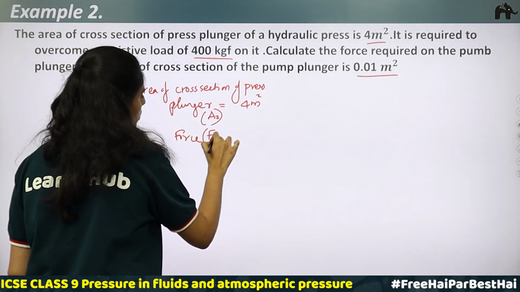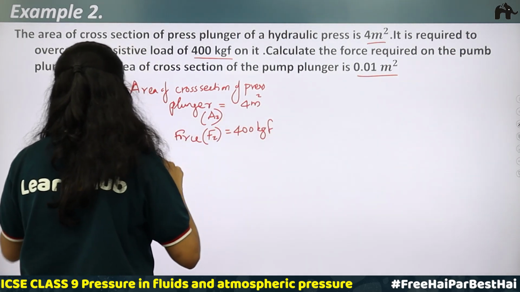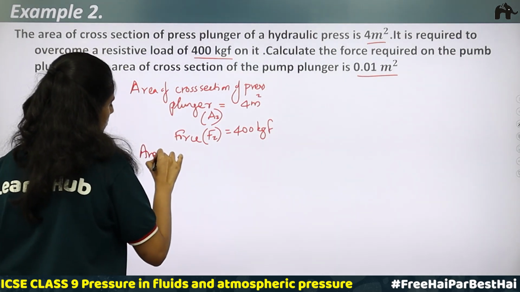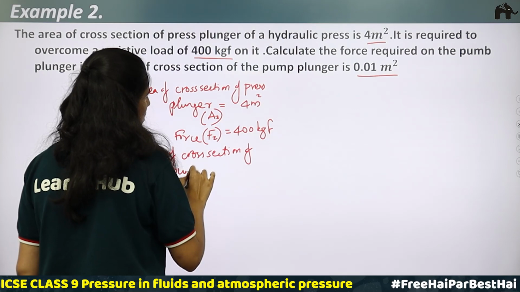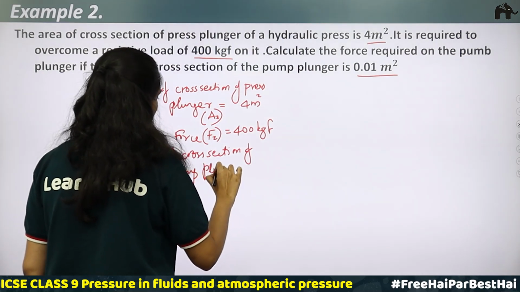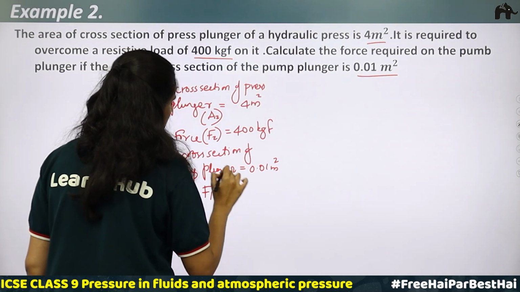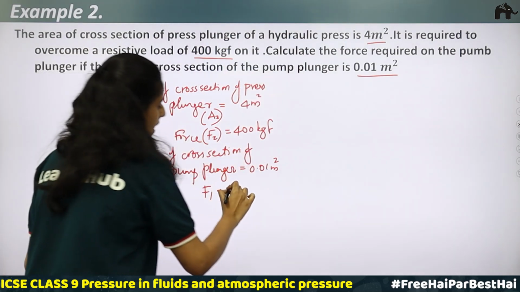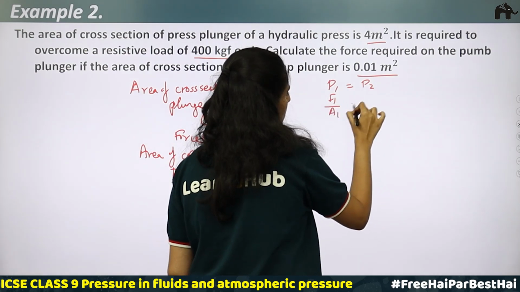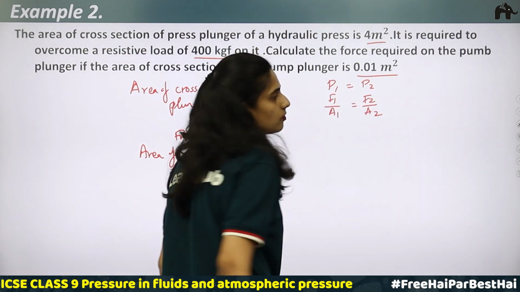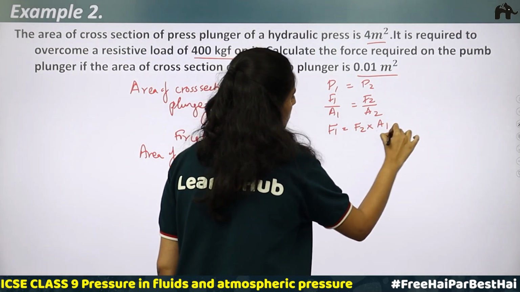It is required to overcome a resistive load of 400 kilogram force on it, which means the force on it, F2, is equal to 400 kilogram force. Calculate the force required on the pump plunger if the area of cross section of pump plunger is equal to 0.01 meter square. We have to find the force required on the pump plunger, which is F1. How to find F1? We have pressure P1 equal to P2, which means F1 by A1 will be equal to F2 by A2. So, here we have to find F1. F1 will be equal to F2 into A1 by A2.